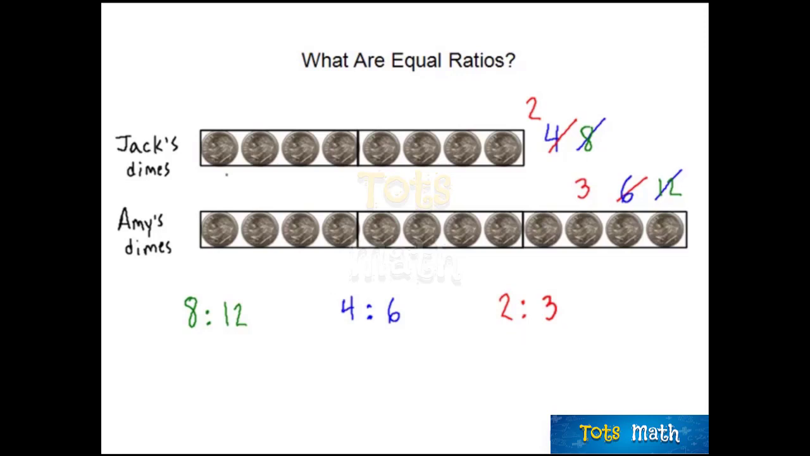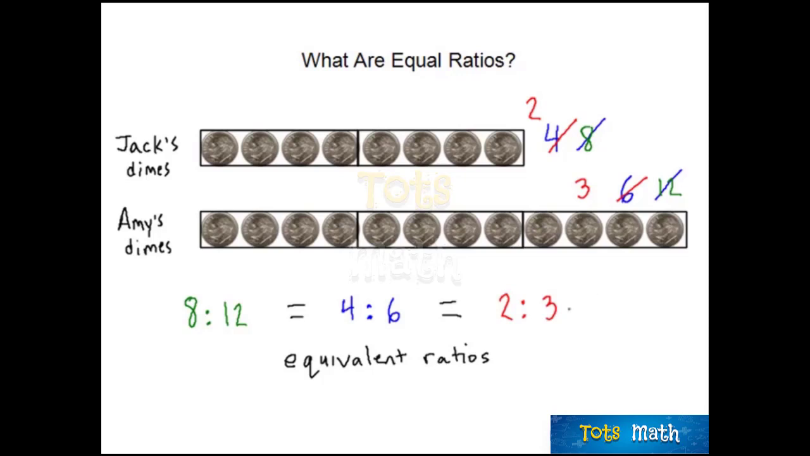Since we haven't changed the original numbers of dimes that Jack and Amy had, each of these ratios means exactly the same thing. In fact, we can put an equal sign between each ratio. So 8 to 12 means the same thing as 4 to 6, which means the same thing as 2 to 3. So these are all equivalent ratios.